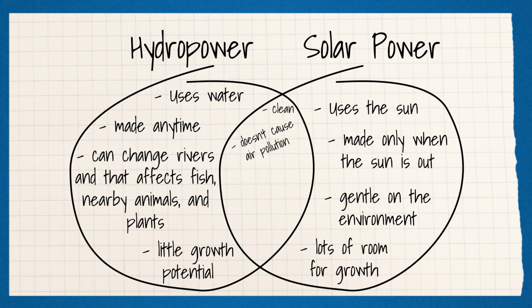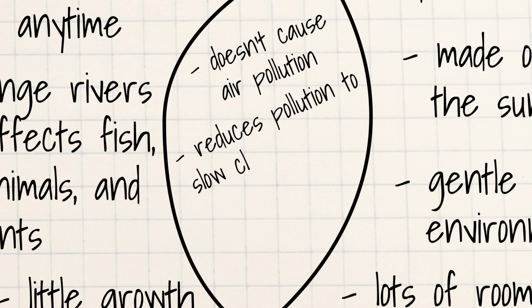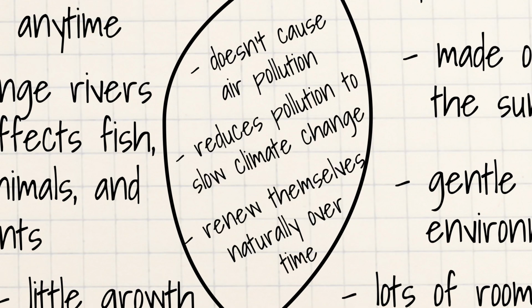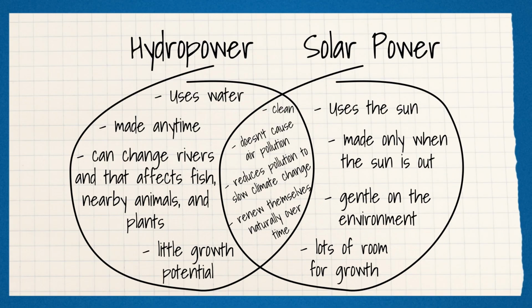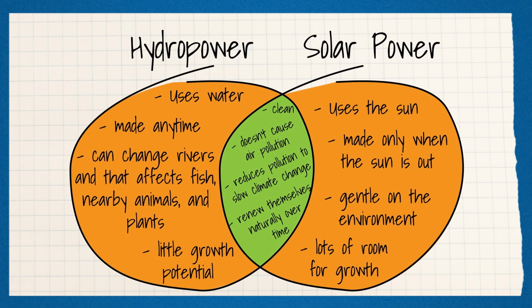Let's look at what we know about renewable energy as a whole. These items can go in the middle of our diagram because they are true for both hydropower and solar power. From our Venn diagram, we can see the similarities and differences of hydropower and solar power in a way that makes it very easy to compare them and understand them.